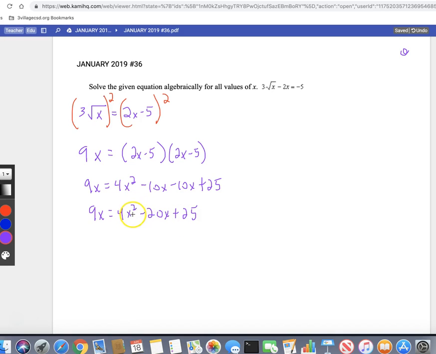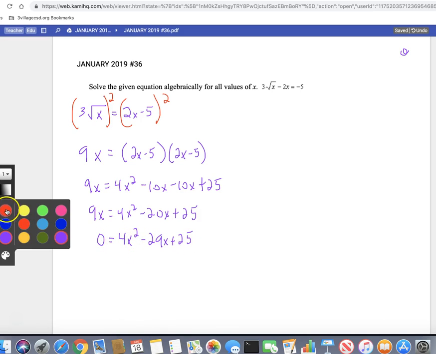And now, as is typical with a quadratic equation, we'd want to get our equation equal to 0, which we could do by subtracting 9x from both sides. And when we subtract 9x from the right-hand side, we would get minus 29x. Now that our quadratic equation is set equal to 0, we can try to solve by factoring. Because the coefficient of x squared is 4, not 1, we would perhaps use the AC method of factoring.